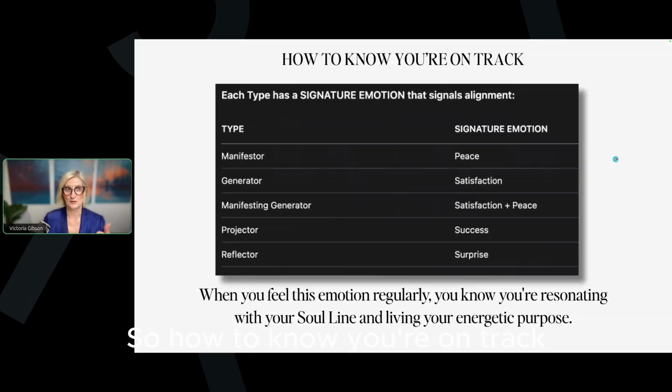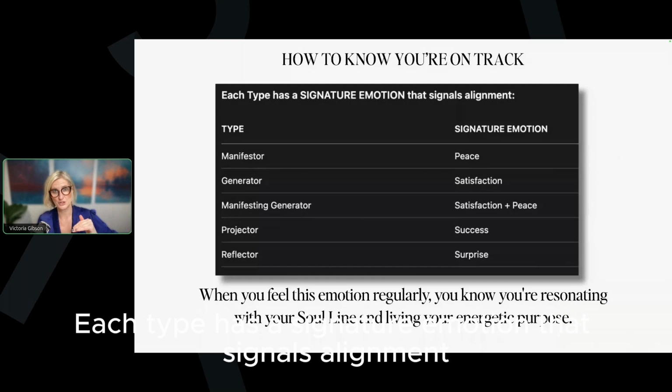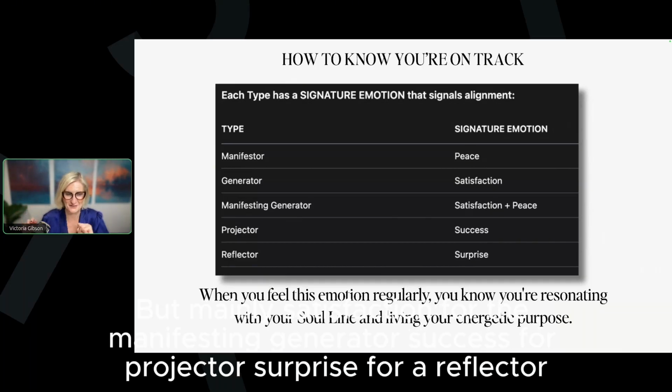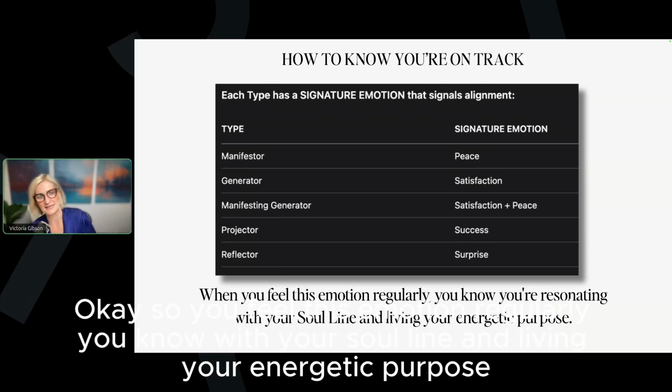So how to know you're on track? Each type has a signature emotion that signals alignment. You'll see them there: peace for manifester, satisfaction for a generator, satisfaction and peace, but mainly satisfaction for the manifesting generator, success for a projector, surprise for a reflector. Okay, so feel this emotion regularly, you know you're with your soul line and living your energetic purpose.